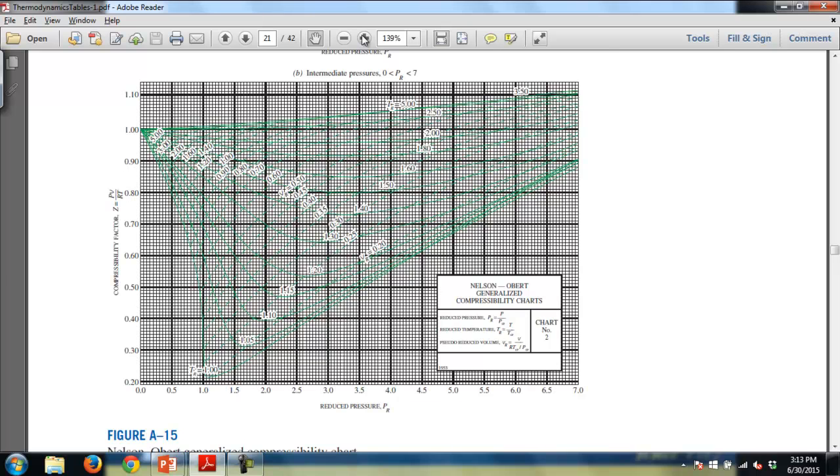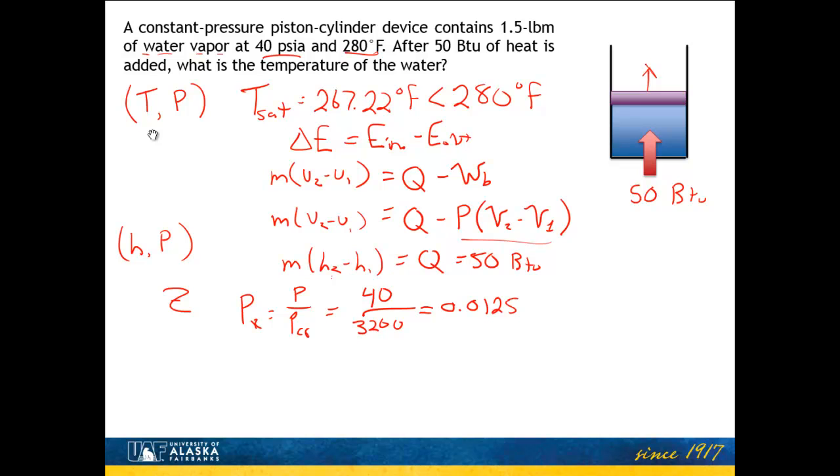Unfortunately, it's a little hard to read on the screen here with the green. You can confirm this when you look. I'm at a reduced pressure, 0.0125. I'm way over on the left. No matter what the temperature is, all my lines are right around Z equal to 1. So I don't even need to bother calculating T. I know that Z is essentially equal to 1, which means it's an ideal gas.